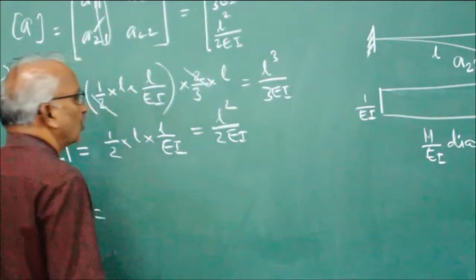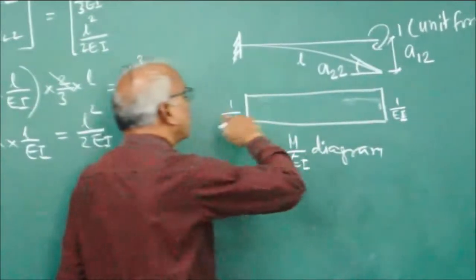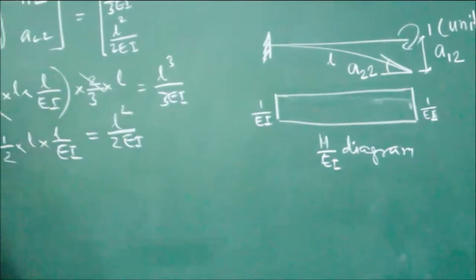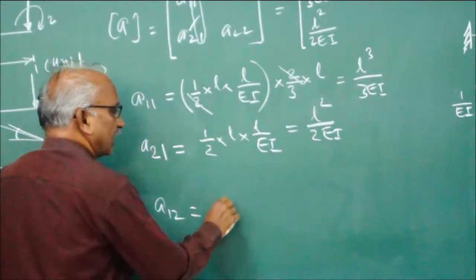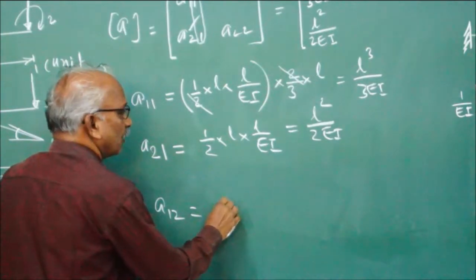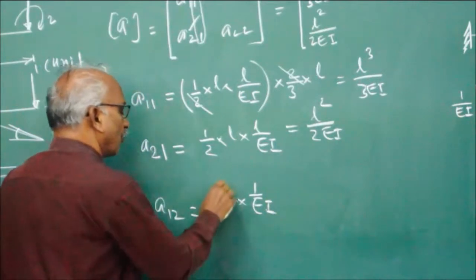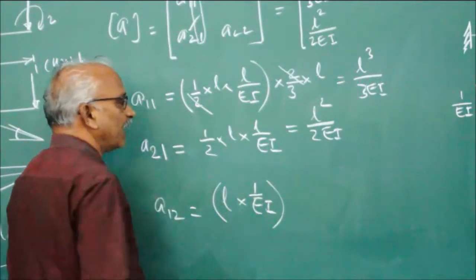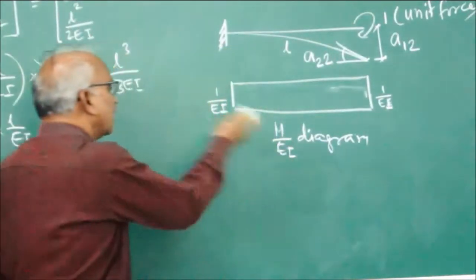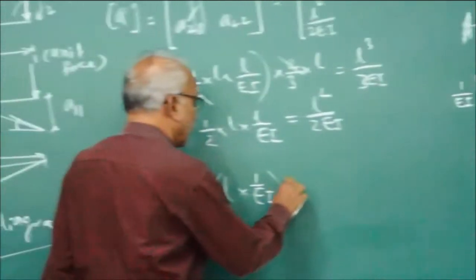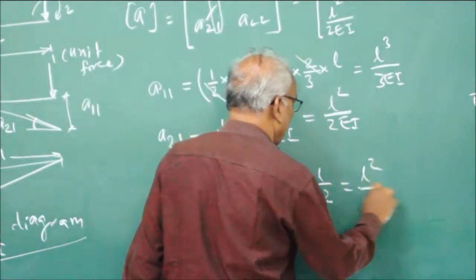So A12 is a displacement. Displacement is given by moment of area of the M by EA diagram. So area is equal to L into 1 by EA. L into 1 by EA is the area of the M by EA diagram. You are taking moment about this point, so into L by 2 because it is a rectangle. So into L by 2 that is equal to L square by 2EA.